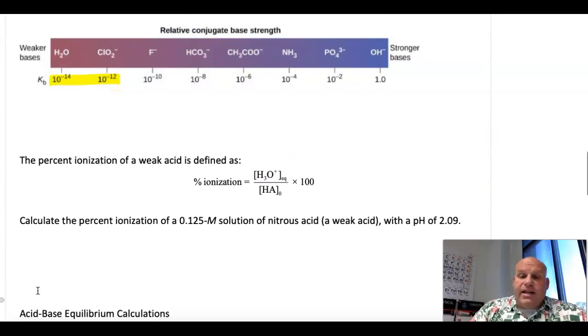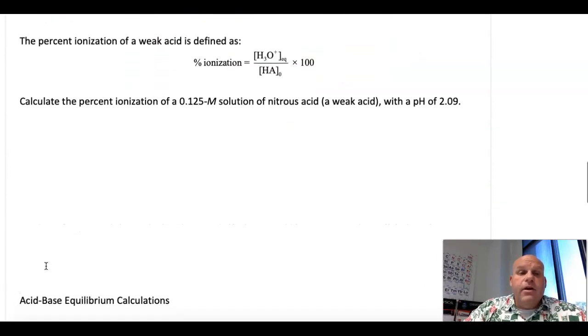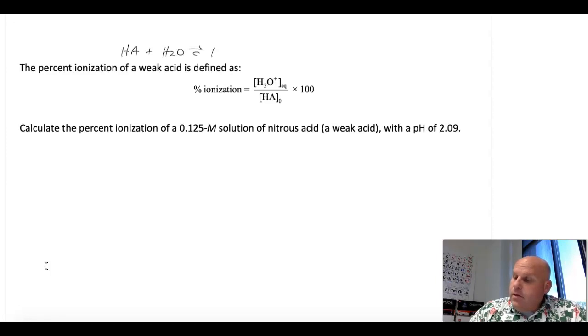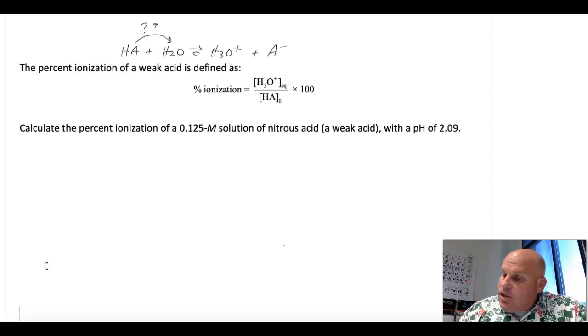I want to talk for a second. This is going to be an important concept for us here. Because we are talking about something less than 100% ionization, we need to be able to calculate a percent ionization in a problem. Basically, if I think about our generic reaction here, what we would like to know is what percentage of this H transfers to form our H3O plus. That's our percent ionization.